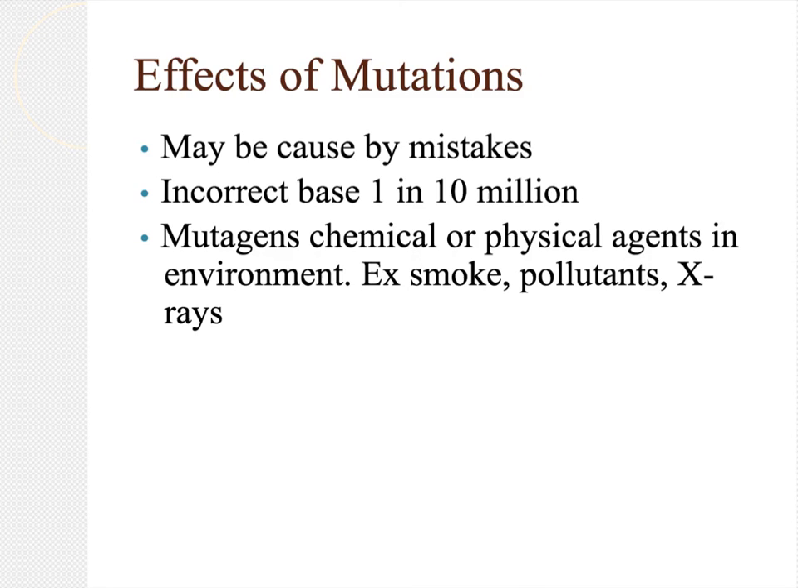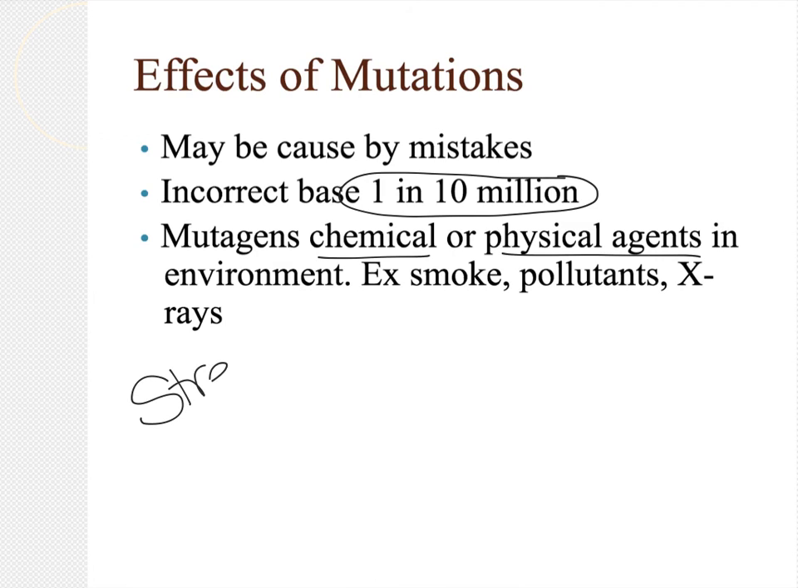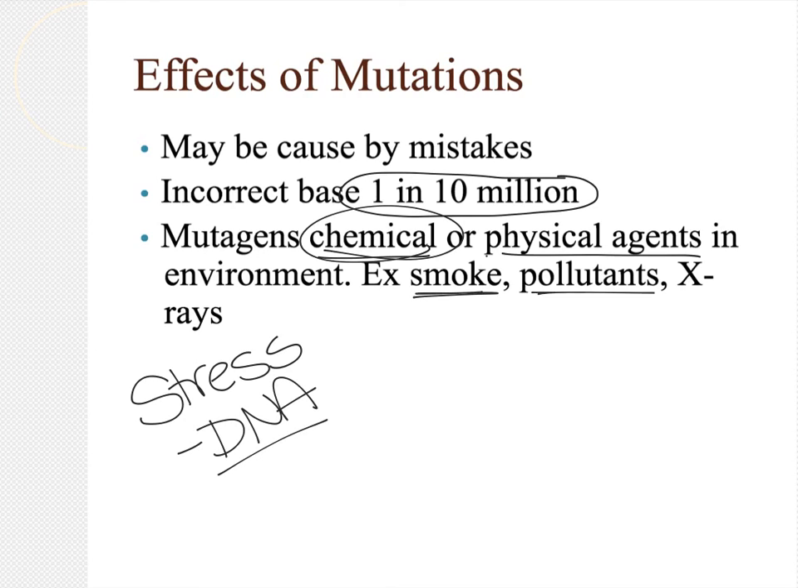Now, the effect of mutations. It could be the cause of mistakes. Usually, there is about 1 in every 10 million of your bases where there's a problem. Mutations can also be caused by chemical or physical agents. We now know that even things like stress can have an effect on your DNA. So it's not just chemical things like smoke and pollutants, but even what you are exposed to, like stress, that affect your DNA.